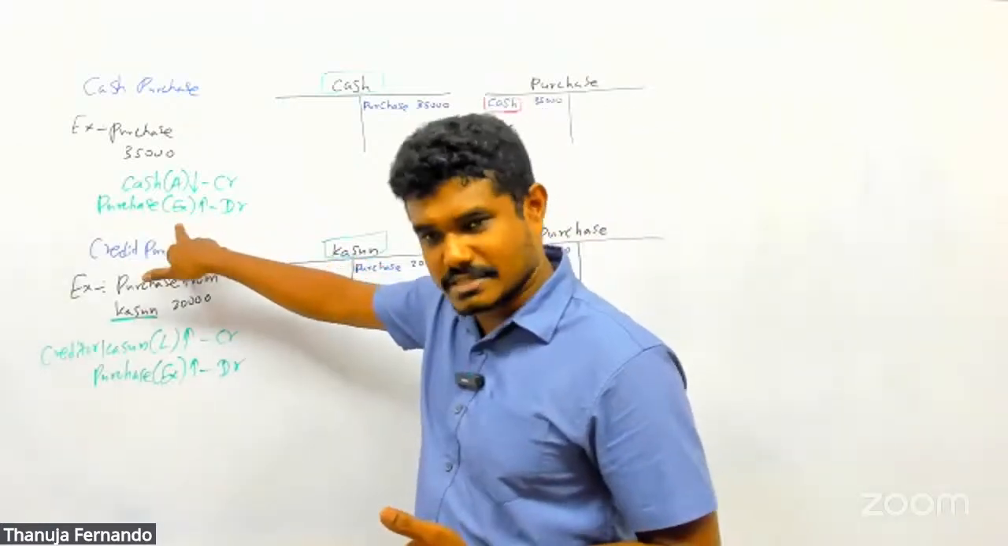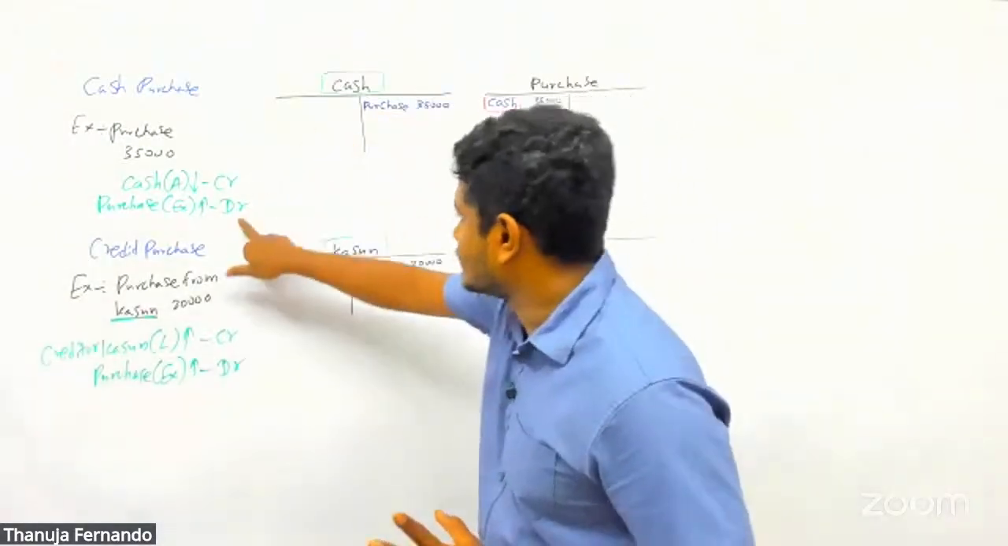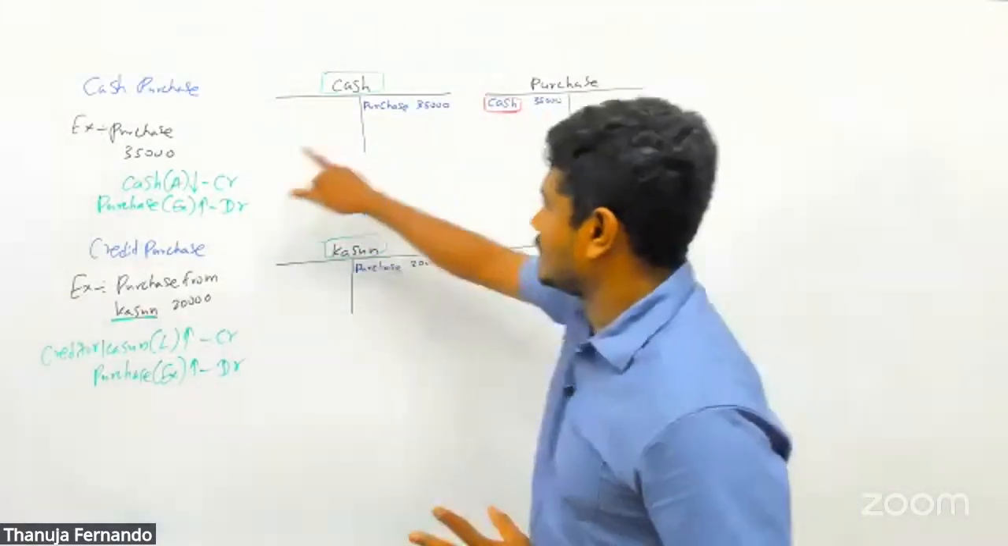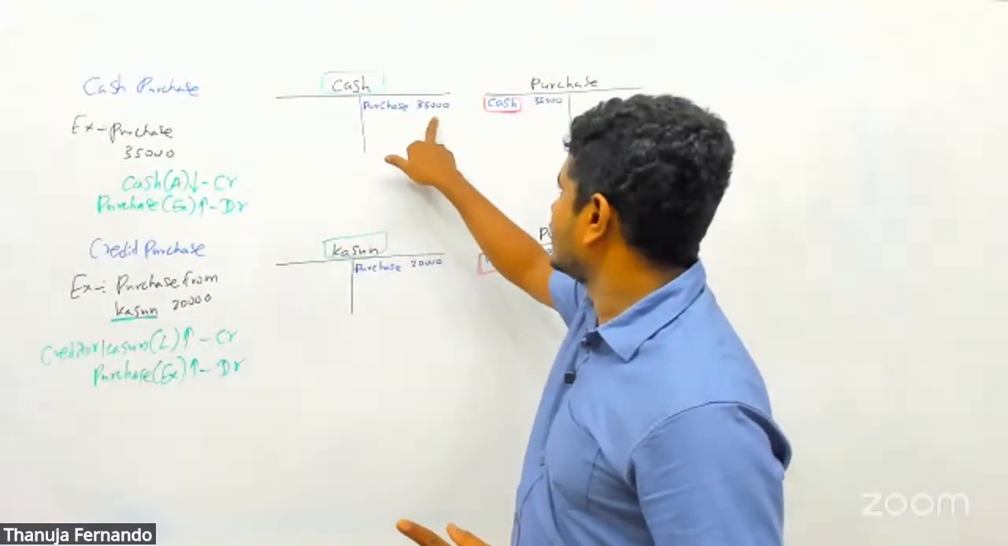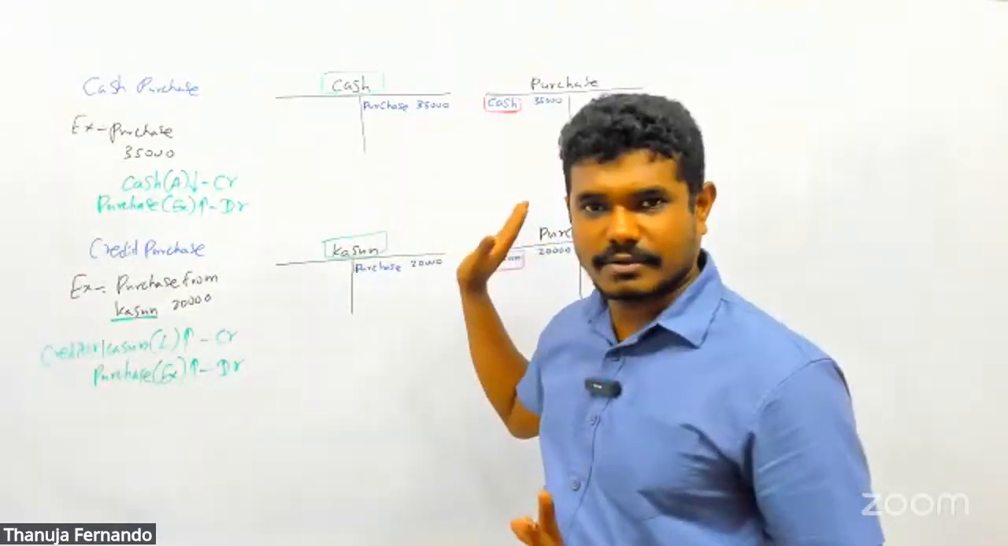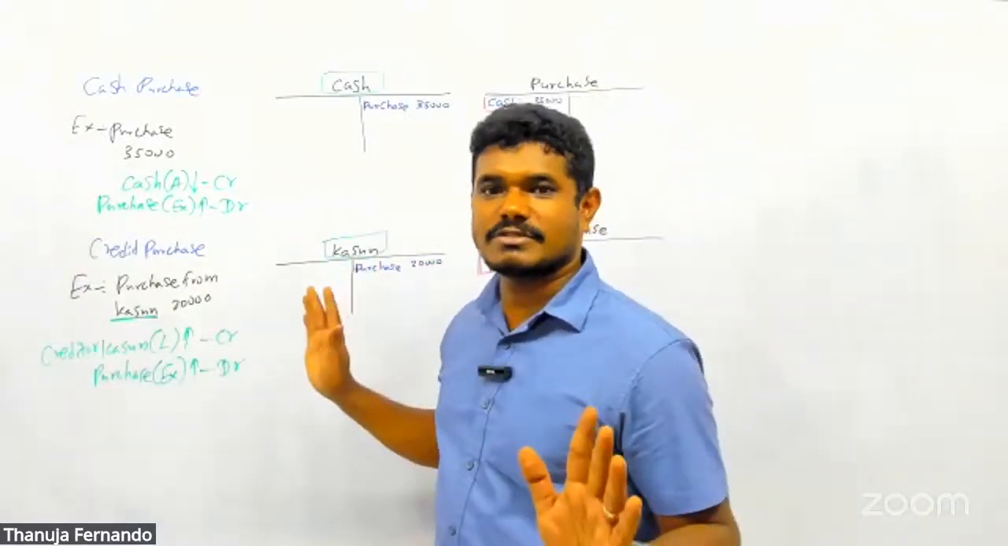Purchase is an expense. So expense increasing, debit. So purchase account debit as cash. Cash account credit as purchase. Right? This is the cash purchase. When we pay cash, it behaves like this.